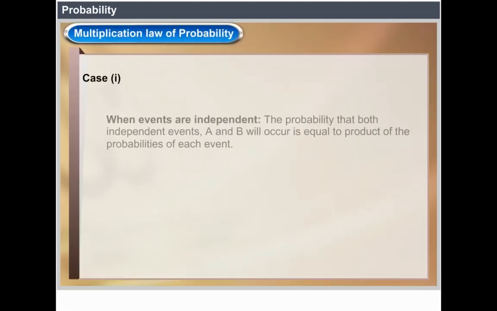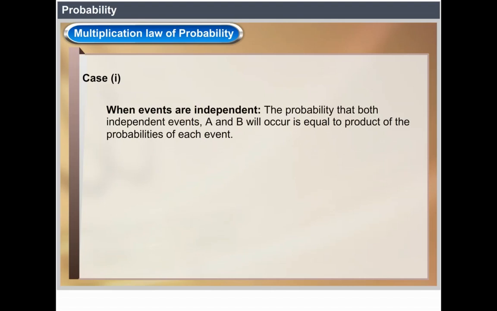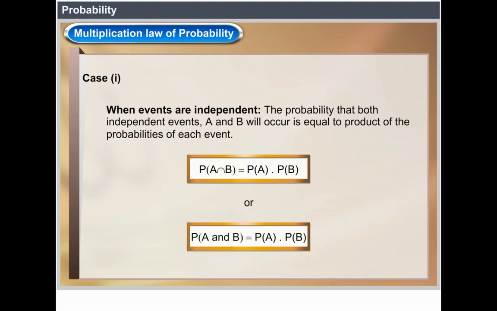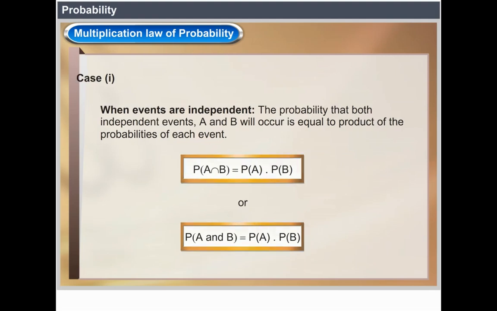Multiplication law of probability. Case 1. When events are independent, the probability that both independent events A and B will occur is equal to the product of the probabilities of each event. Then P of A intersection B equals P of A into P of B, or P of A and B equals P of A into P of B.